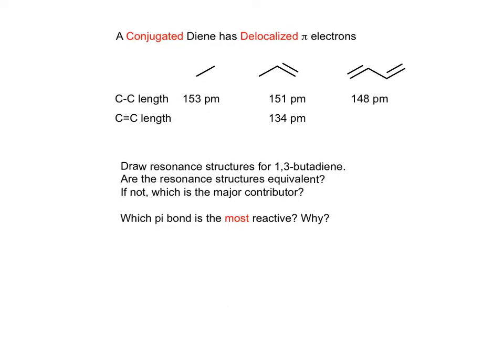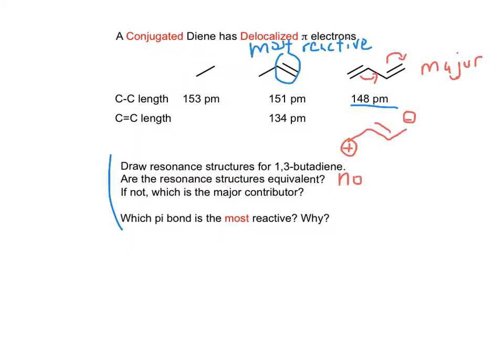The carbon-carbon single bond length in a conjugated diene is slightly shorter than in a simple alkene. This suggests better overlap of the p orbitals involved in the pi bonds. So stop the video and answer these questions. So here are the answers. The simple alkene is the most reactive because the pi electrons are localized between those two carbons, unlike the conjugated diene where there's delocalization.